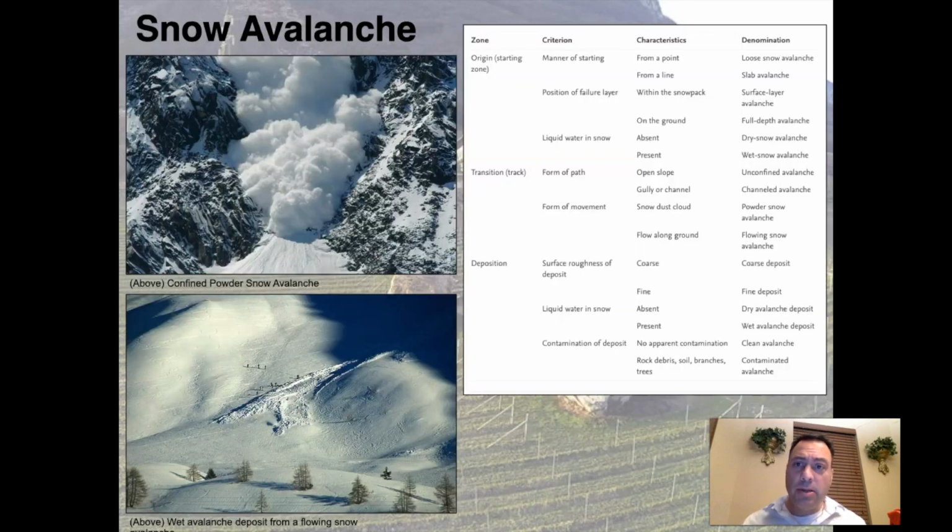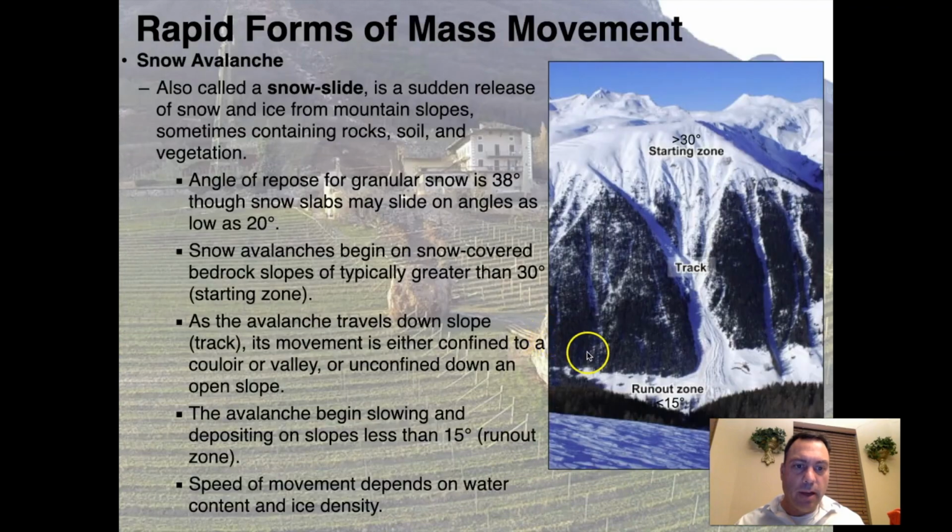Here we see a couple of images of snow avalanches. The one up above is something called a powder snow avalanche, and the one down below is called a wet avalanche deposit from what they call a flowing snow deposit. So where do we get avalanche terms from? Well, you look at a chart like this. This is from UNESCO, which puts together charts like this for public safety. So in the origin, which is say the areas of greater than 30 degrees, let's go back here. Here's the origin. Here's the transition or the track, and here's the depositional zone or the run-out zone.